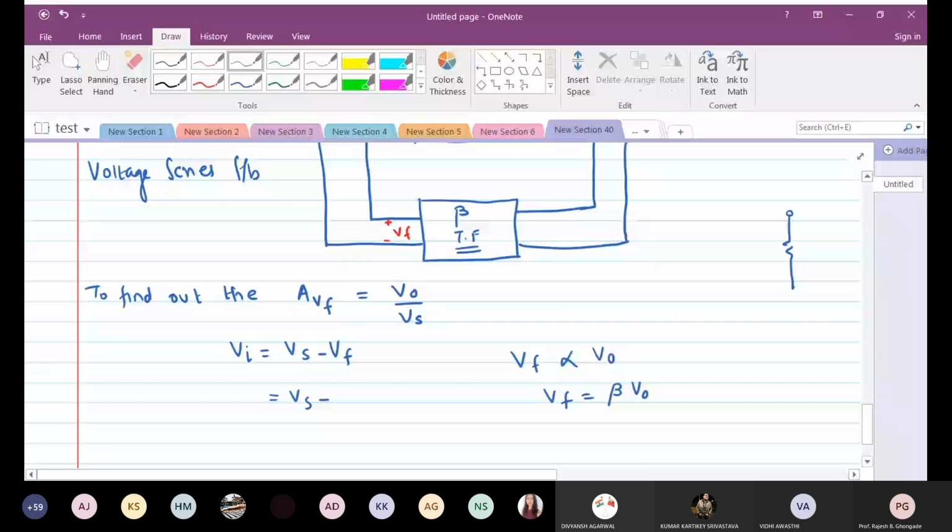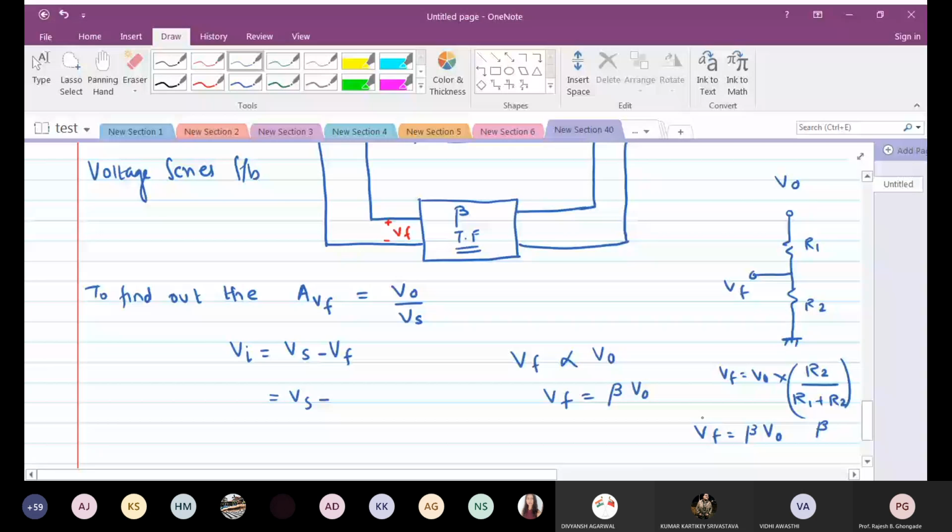Okay, if this is V out, this is R1, this is R2, this is VF. So what is VF? V out into R2 divided by R1 plus R2. This factor I will call beta. So then I get VF is beta times VO. Is this clear?